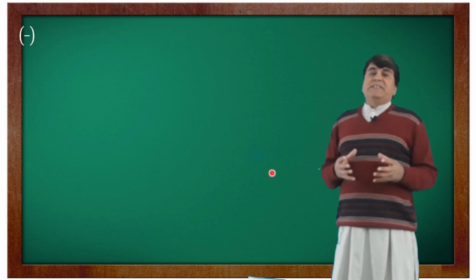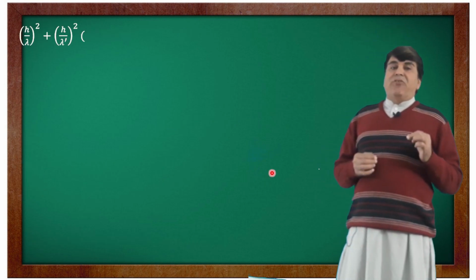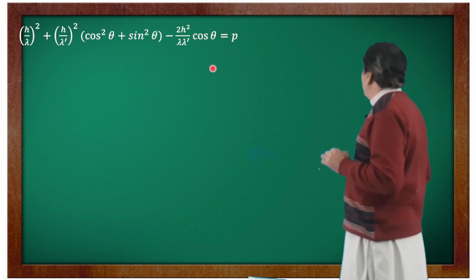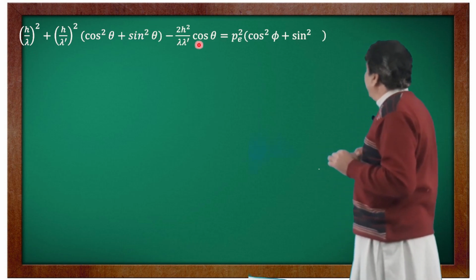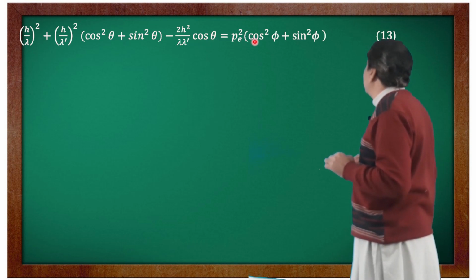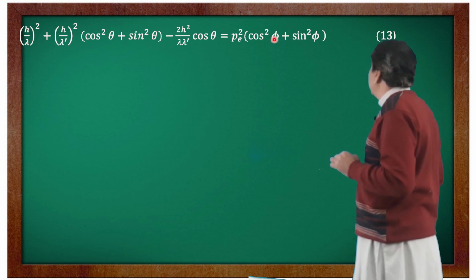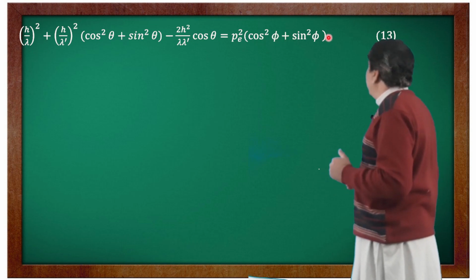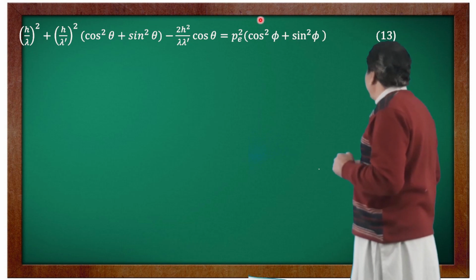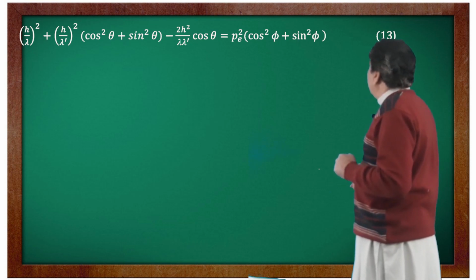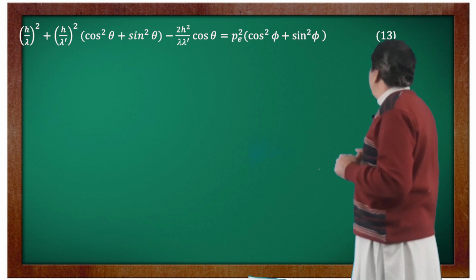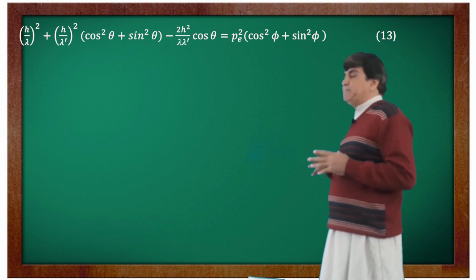And if I add these two equations, I can write the result as (h/λ)² + (h/λ')² (cos² θ + sin² θ) − 2h²/(λλ') cos θ = p_e² (cos² φ + sin² φ).